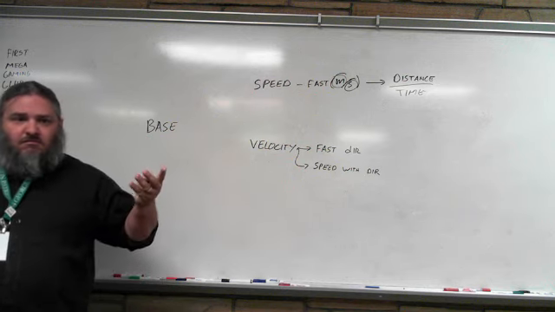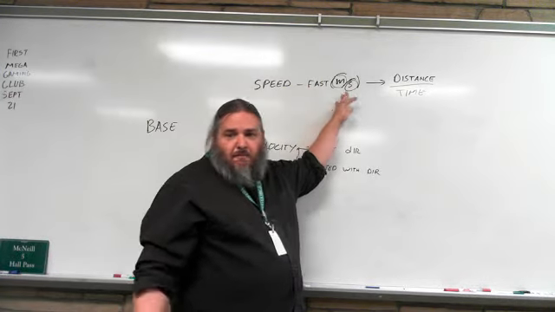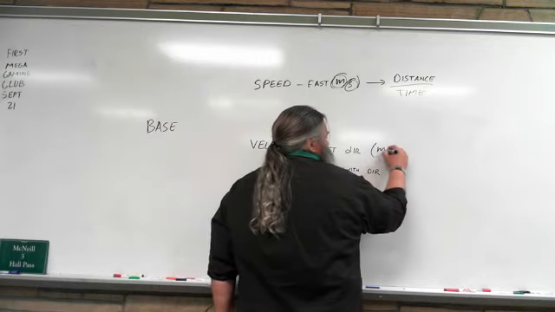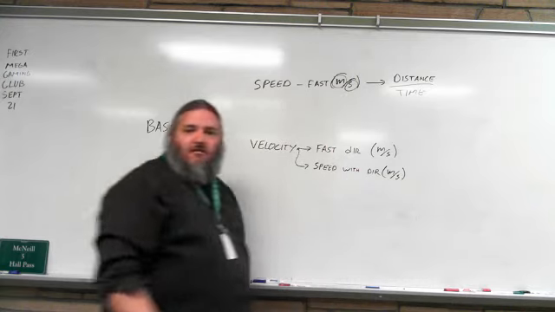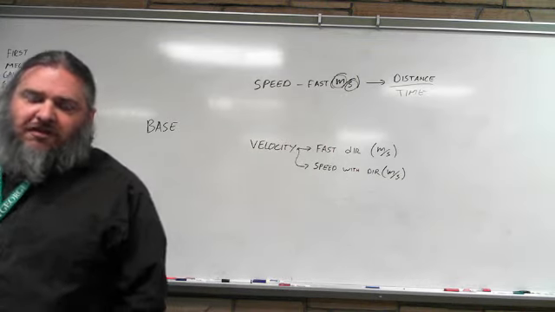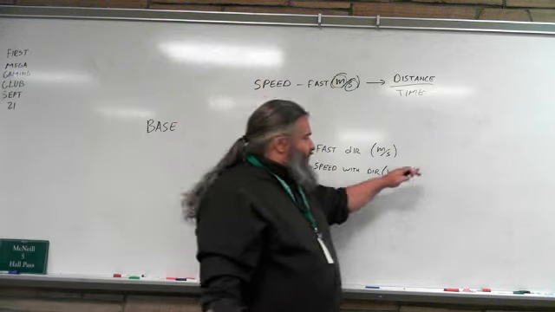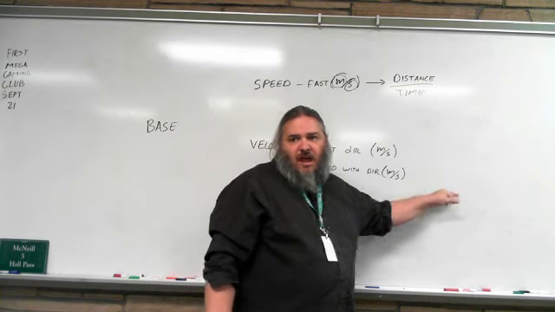Speed with direction is meters per second per direction, right? So it turns out the units for velocity are meters per second, just like speed. The direction would be meters per second north, or meters per second positive, or meters per second negative.